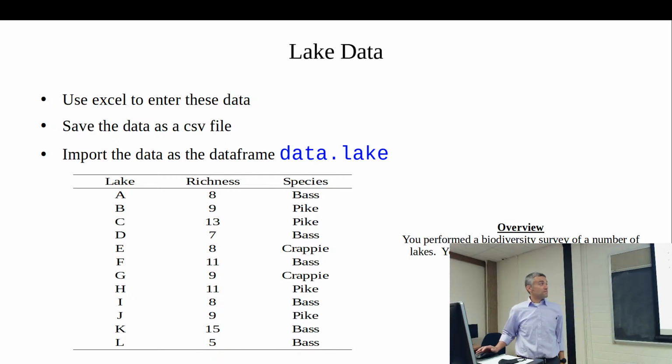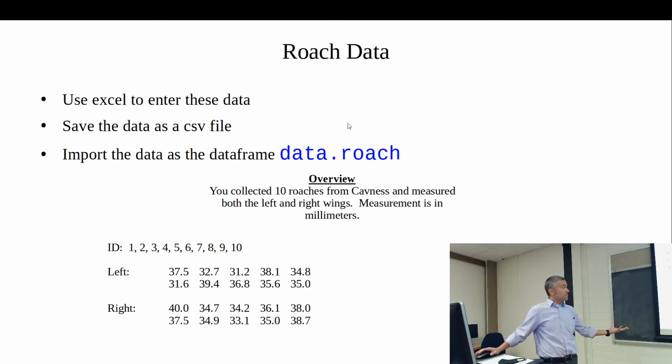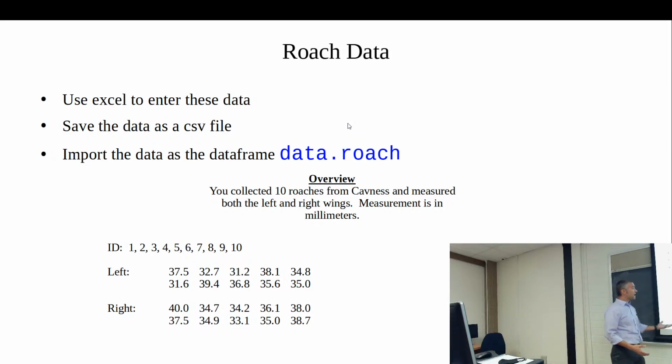Well, the recommendation is to put it in an Excel file first and then save it as a CSV and transfer it over. Same thing, here's the second data frame. Sometimes the data is going to be set up like this, where you've got IDs and you've got left and right measurements. How do we get these measurements into R?